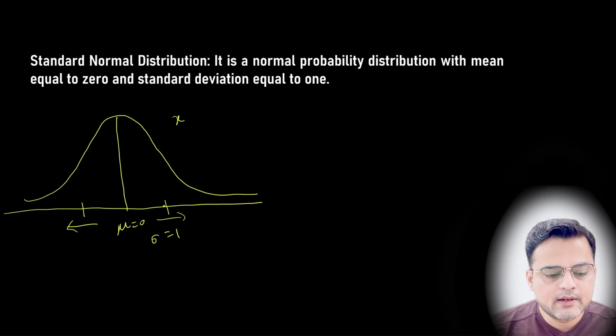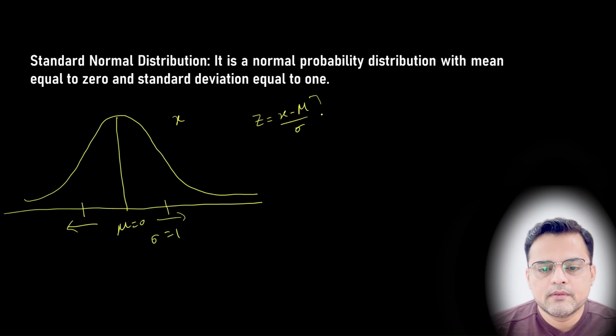And the standardized normal random variable is called the z statistic. So z is equal to x minus mu upon sigma. So a z score actually measures the number of standard deviations that a random variable x is from the mean. And it is a normal probability distribution with mean equal to 0 and standard deviation equal to 1. So there are some rules for this.